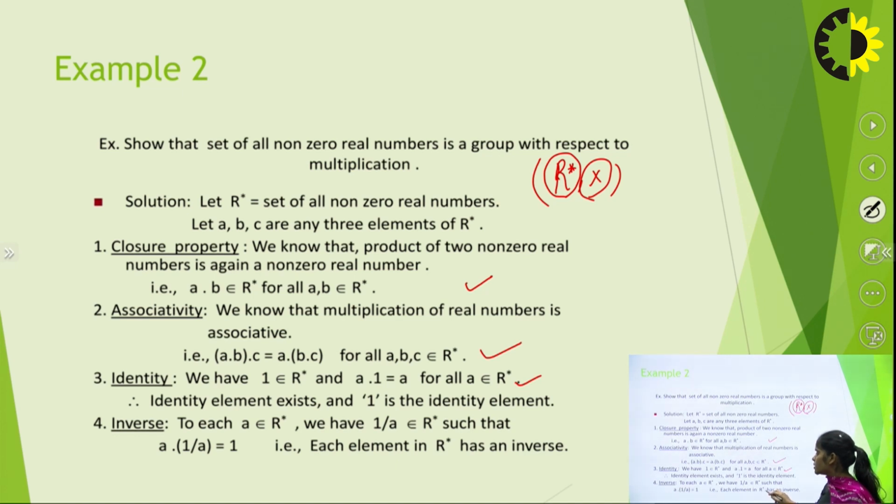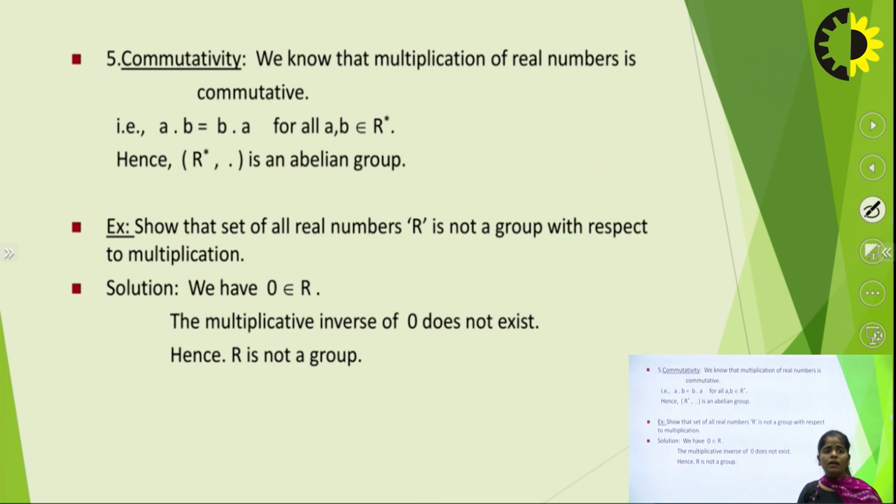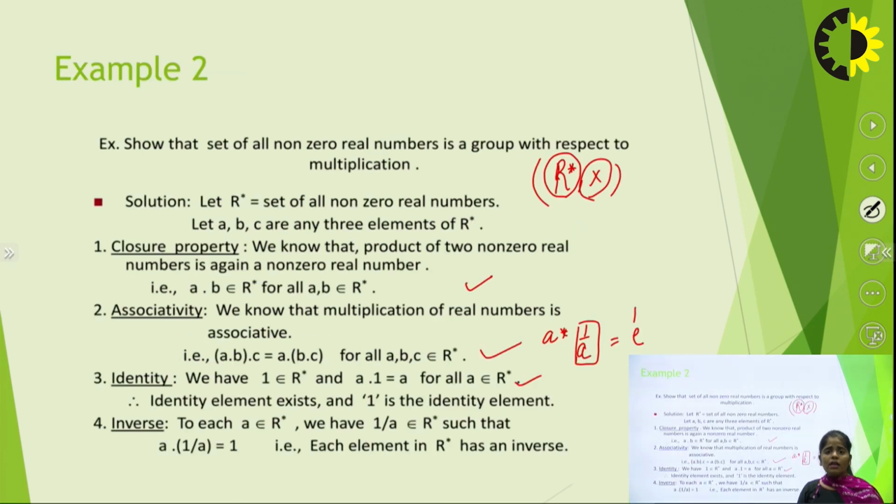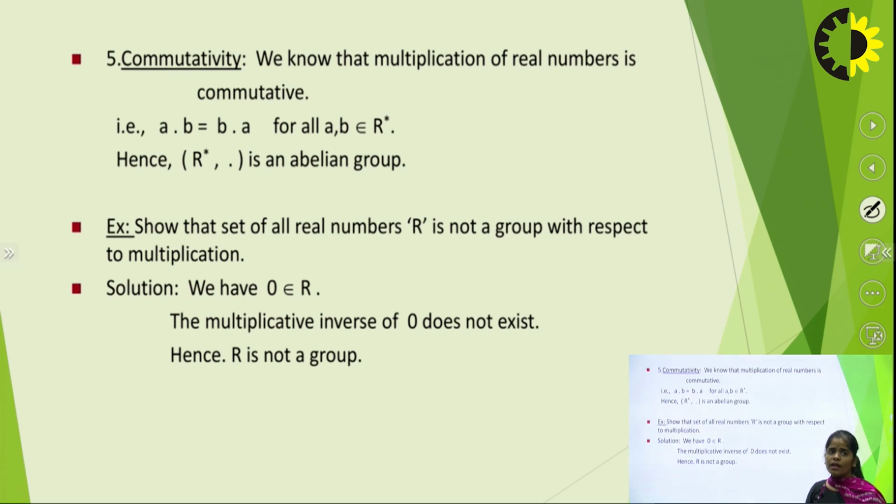Now come to the inverse. Inverse means A star something will give identity, that is 1. So here I use 1 by A, and 1 by A is real in nature and it is a non-zero element. So we can say that here R has an inverse, right? Now check for commutative. Yes, multiply is always commutative in nature, so it is an abelian group, right?